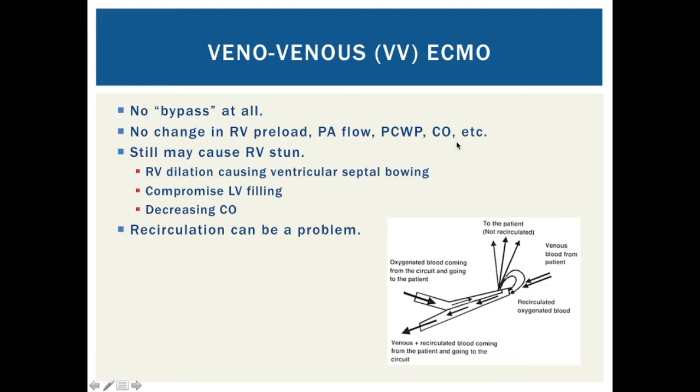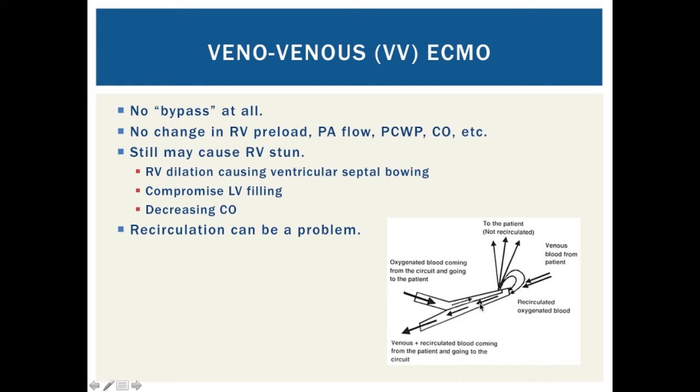You need to have intact cardiac function to do VV ECMO. And because all this blood is coming in and out of the right side of the heart, you can, as you can imagine, get RV dilatation, right heart failure, and that can be a problem because it can affect the left side of the heart as well.